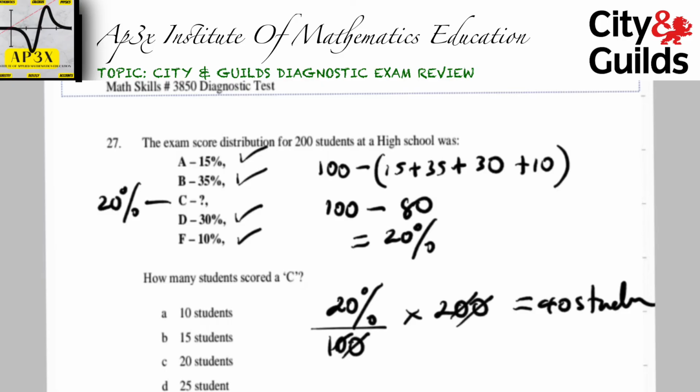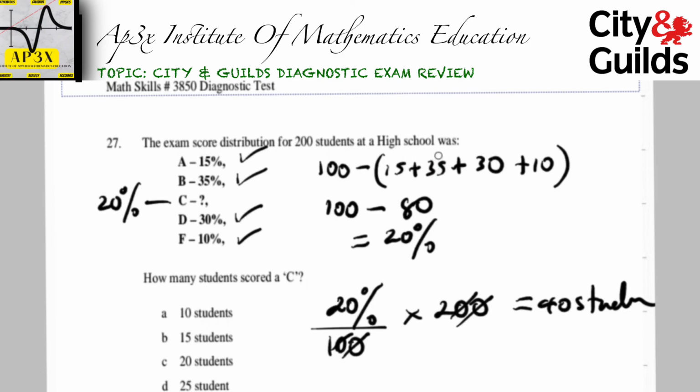This should be correct. I'm not seeing the answer. I'm not seeing the answer, guys. The exam score distribution for 200 students at high school was 15, 35. So that's 50 plus 30. Okay, so it's okay. My apologies, guys. So I did make a mistake here.